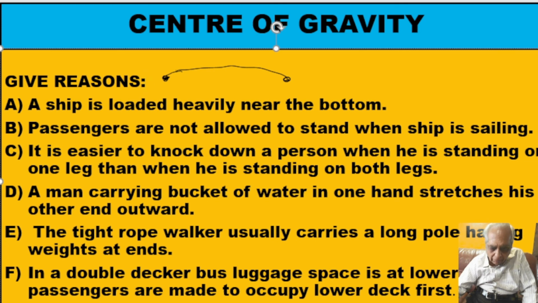For the same reason, passengers, suppose there are 10 passengers who have come, we will request them to sit in the lower deck so that the weight is at the lower. Once the lower deck becomes more than 50% or 70% full, then we can tell other passengers to go in the upper deck. So these are some of the applications of the concept that we have learnt in center of gravity. This is very important. I hope you have understood.